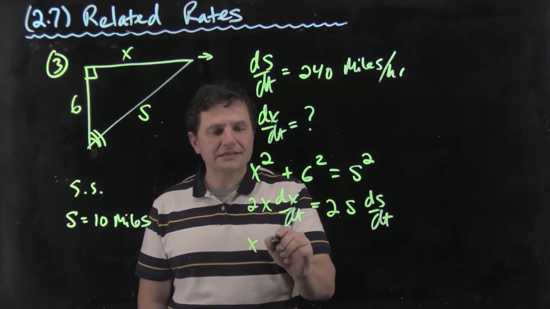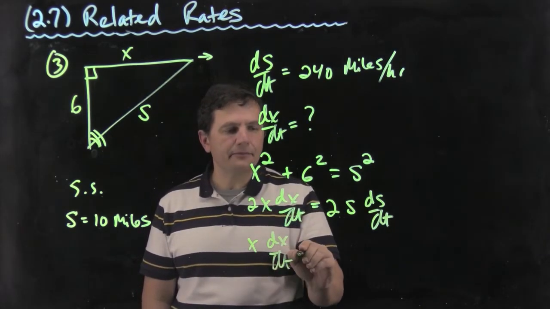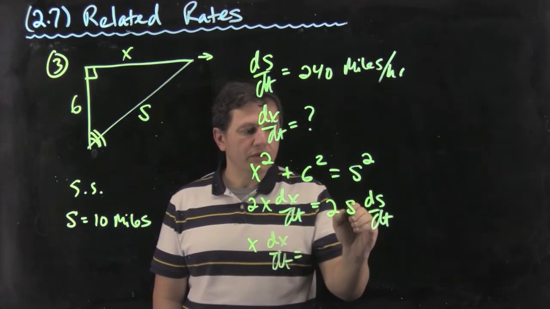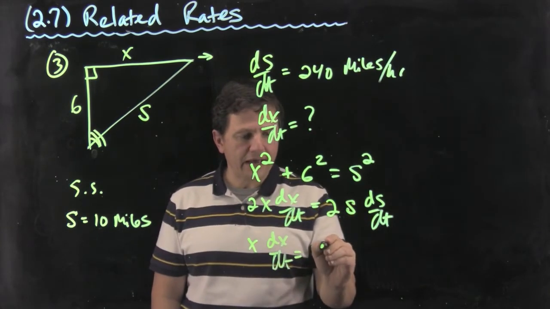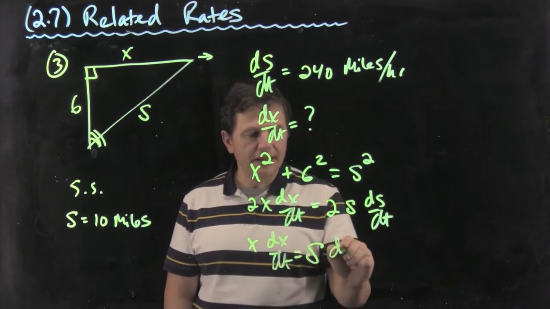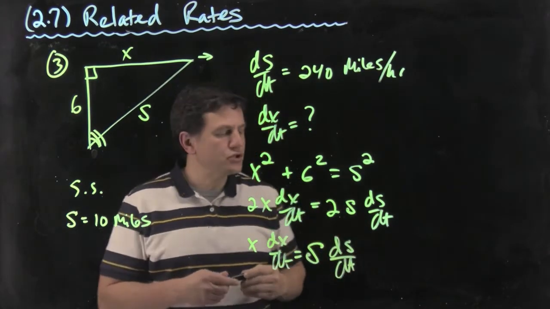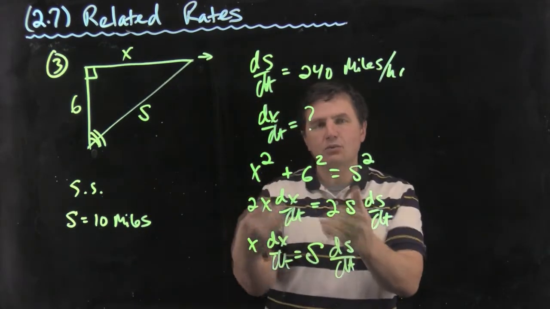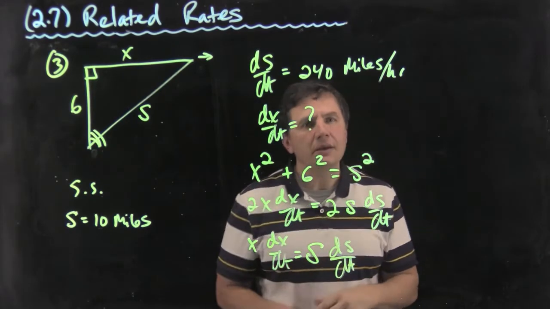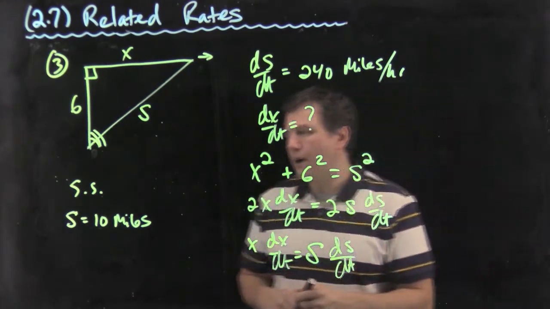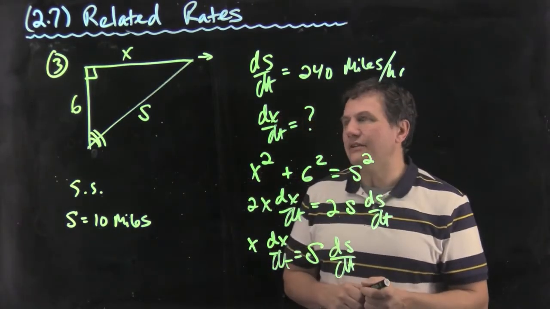So this will be x dx over dt is equal to, make sure my s's don't look like a 5, s and then ds over dt. One of the trends I've been trying to get you to realize is we want to simplify when it helps us, but we don't have to simplify. Only if it makes our life a little bit easier here.